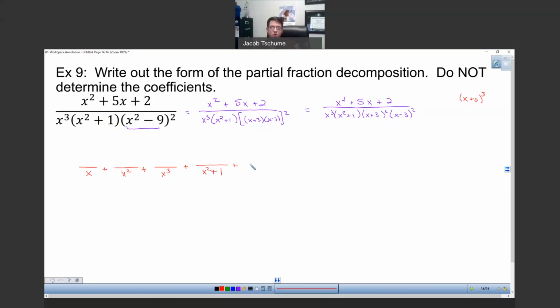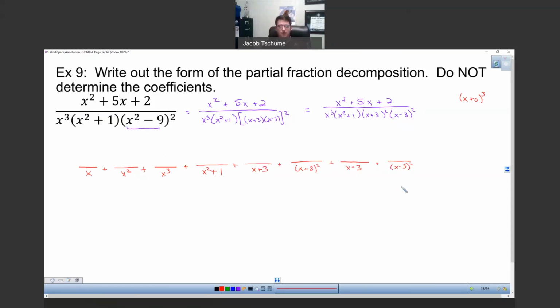X plus 3 squared is a repeated linear factor, so you need 2 fractions for that. 1 for the x plus 3 and 1 for the x plus 3 squared. And it's the same thing on the last one. You would need 1 for the x minus 3 and 1 fraction for the x minus 3 squared.